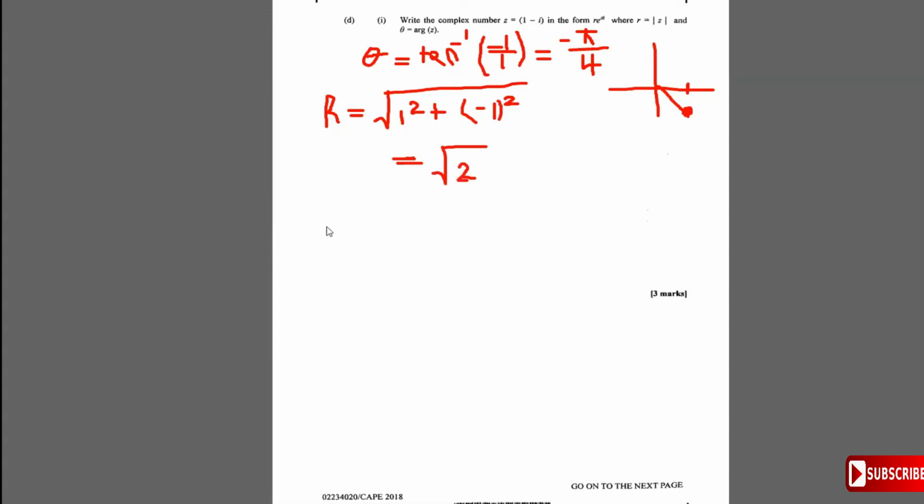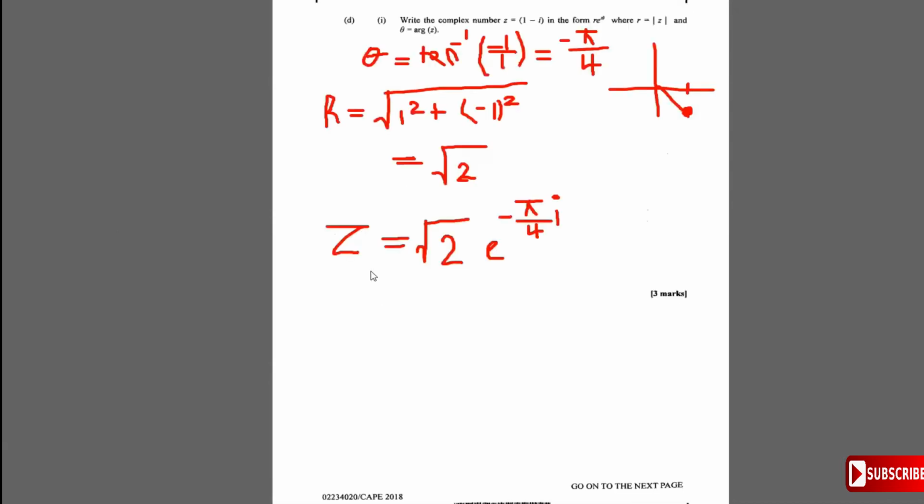So now that we have r, we're good. Therefore we can write that z is equal to the square root of 2 times e to the i theta, where theta is minus pi by 4. So z equals root 2 e to the minus pi by 4 i. That is z in this case. Nice.